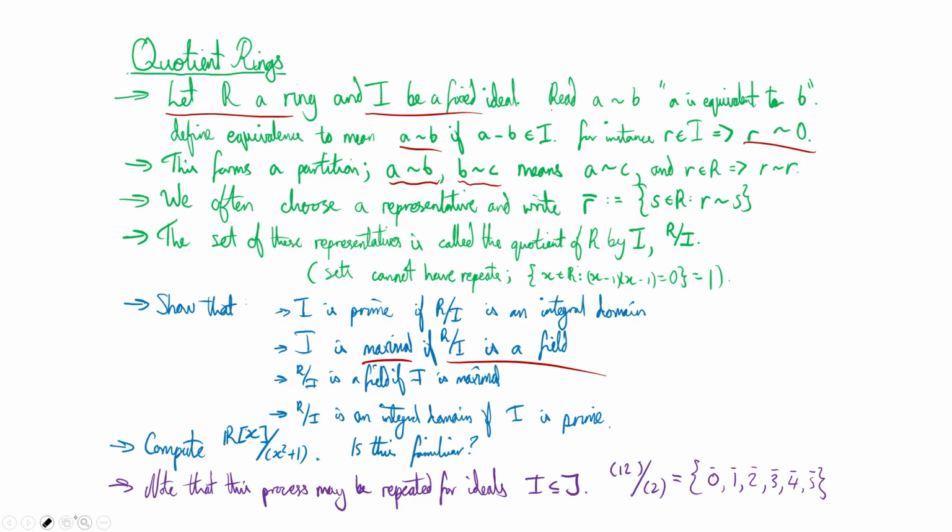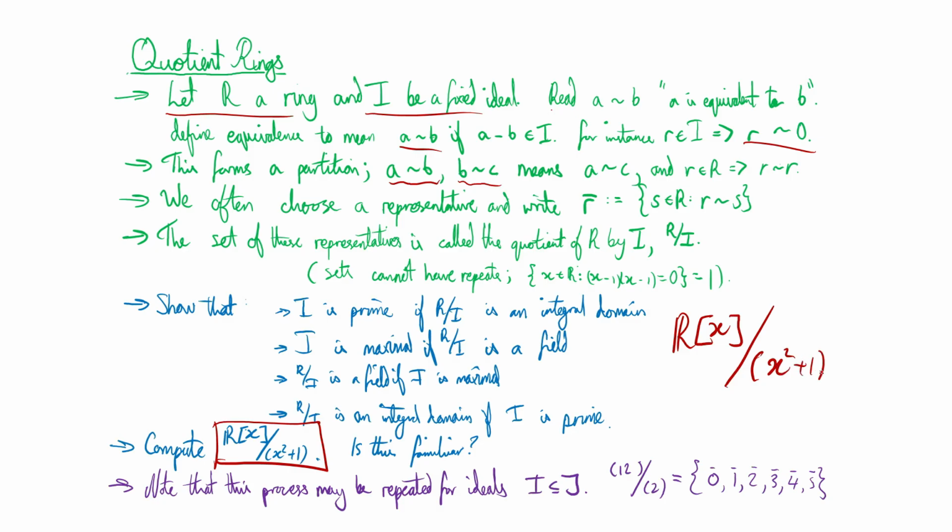But one thing which I want you to show is to compute this: the real numbers adjoin x over the ideal generated by x squared plus 1. And what this means is x cubed is actually x squared times x. So x cubed plus x equals 0. So x cubed is minus x.